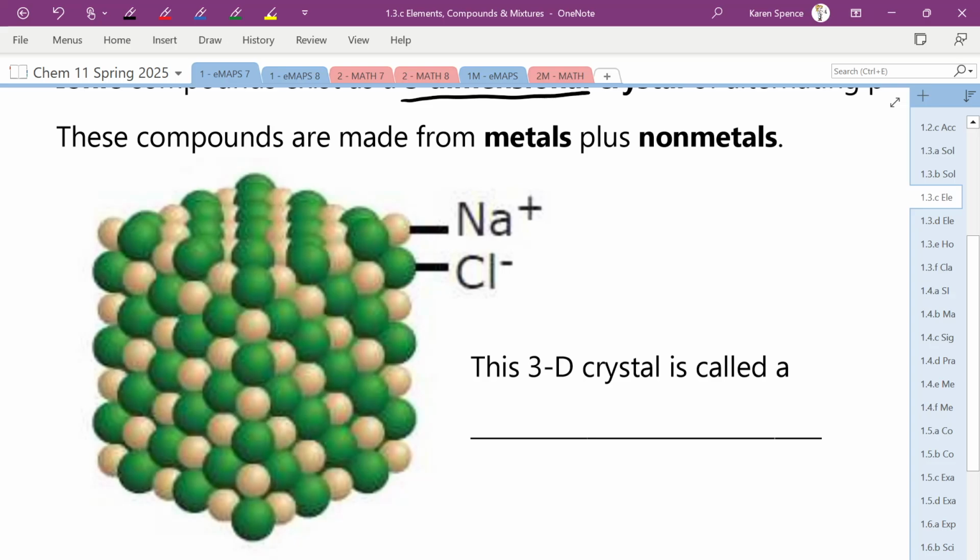Why don't I have a negative and a negative? Have a chat with your neighbor about that. Why does it always go plus, minus, plus, minus? Why not plus, plus, minus, minus? Cancel out. That's right.